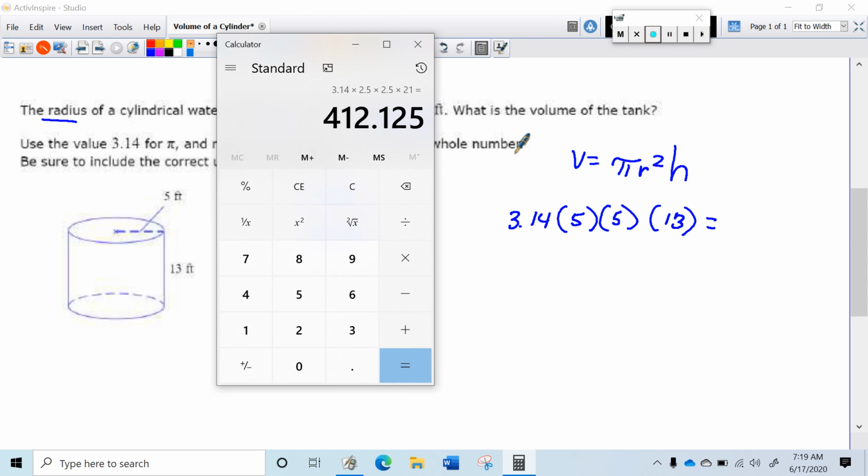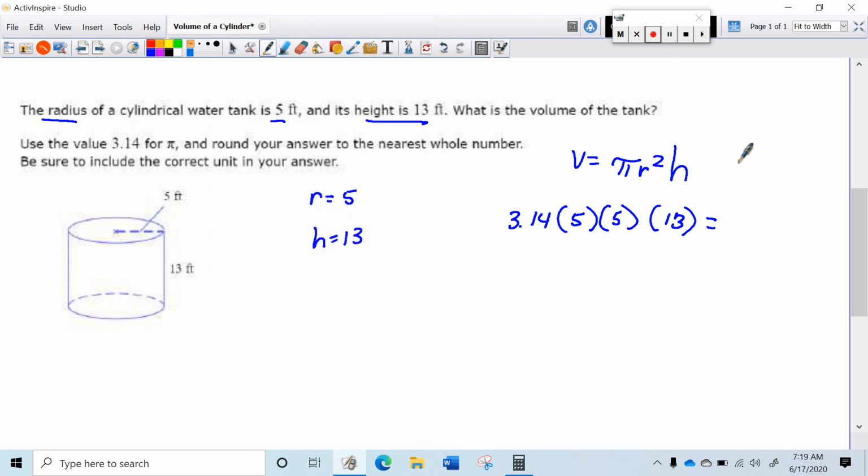So 3.14 times 5 times 5 times 13, 1020.5. And it says round to the nearest whole number, but because this time the decimal is 5 or larger, you actually have to take 1 up. So I'm not going to call it 1020. I'm going to call it 1021. 1021 feet, and volume is cubed.